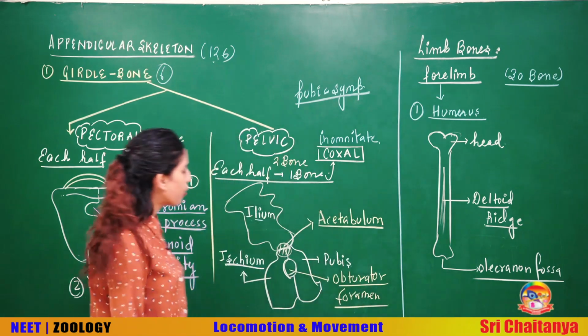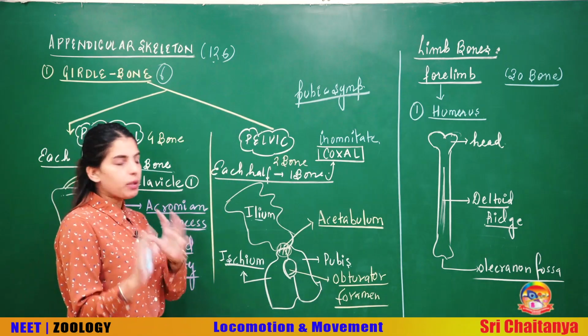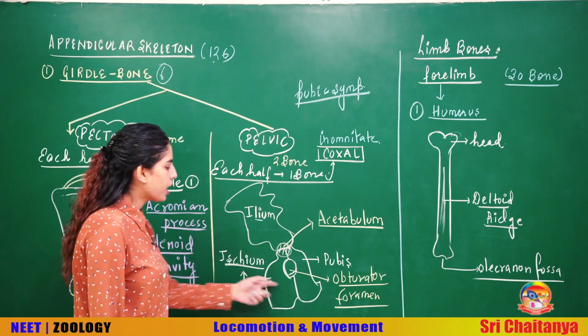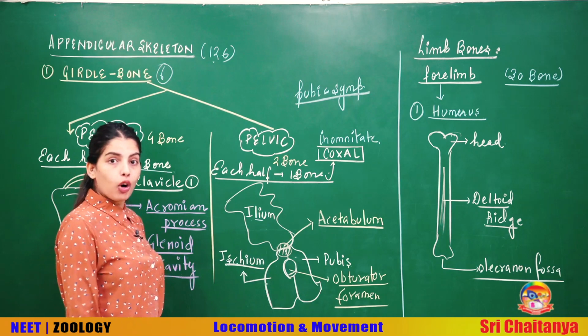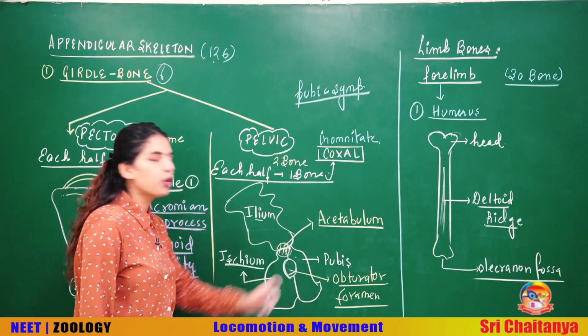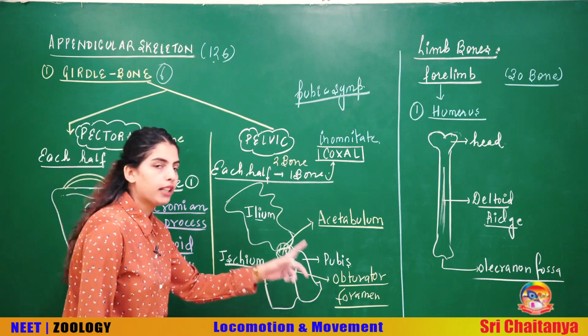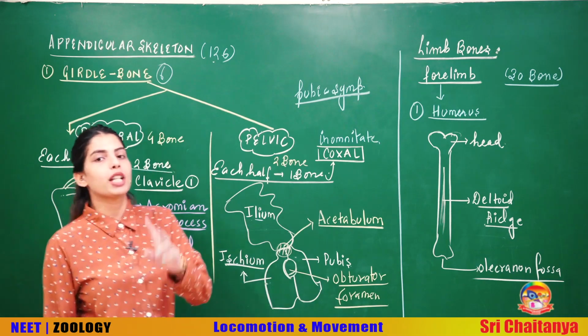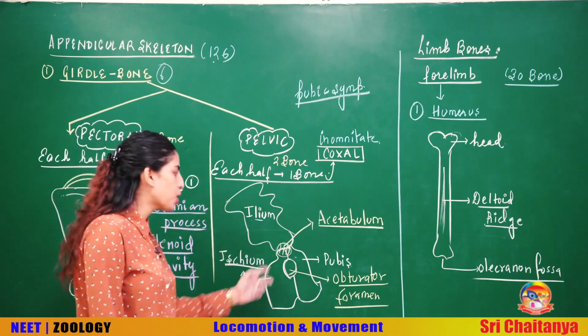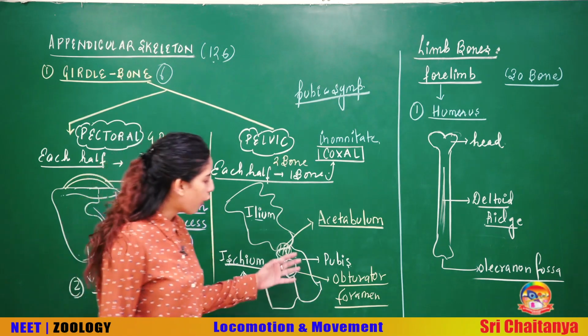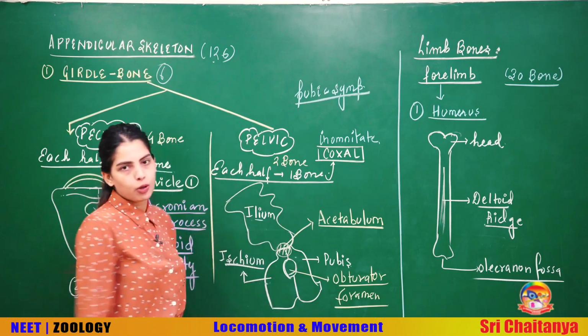Now talking about the acetabulum, you have to remember that it is present at the junction of all three: ilium, ischium, and pubis. But also at the junction of ischium and pubis, do you see a cavity? That is the obturator foramen. Remember, the obturator foramen is present between ischium and pubis. That is partially covered with a membrane. And obviously this is one half, that is the coxal bone.